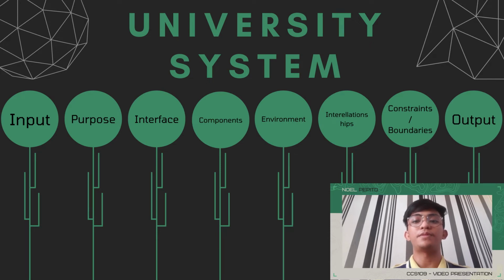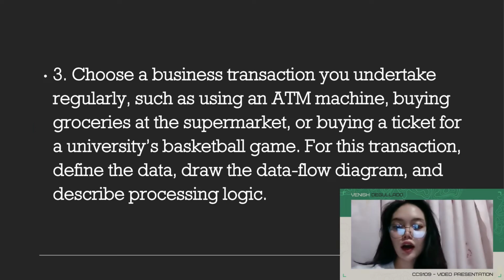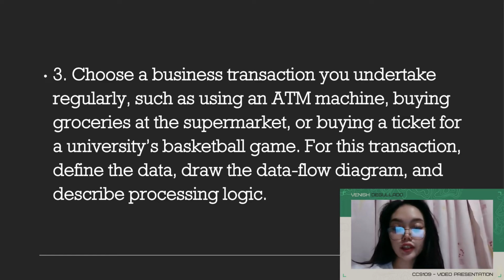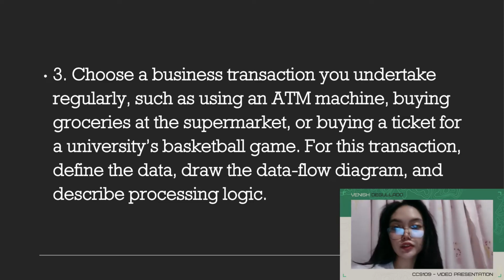Then finally, the output. Once the student is able to finish their studies, they will now be college graduates, members of society who can now apply for the profession that they worked hard to study for. So here's number 3. Choose a business transaction you undertake regularly, such as using an ATM machine, buying groceries at a supermarket, or buying a ticket for a university basketball game. For this transaction, define the data, draw the data flow diagram, and describe the processing logic.